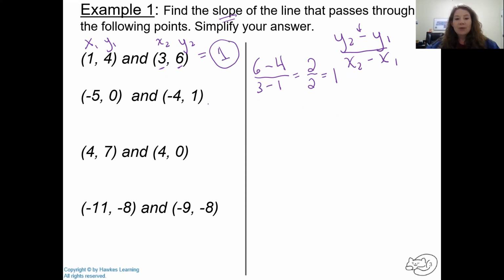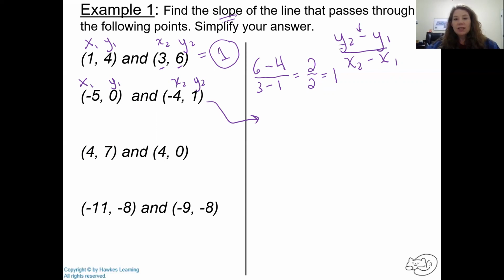Now let's do the second one here. So let's go ahead and label. This is going to be x1 and y1. And this is x2 and y2. All right, so let's plug it in our formula. We're going to start with y2.